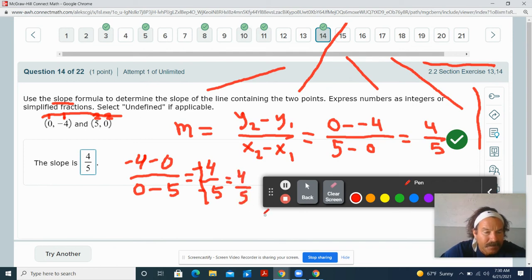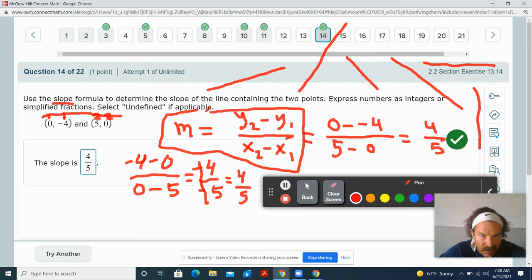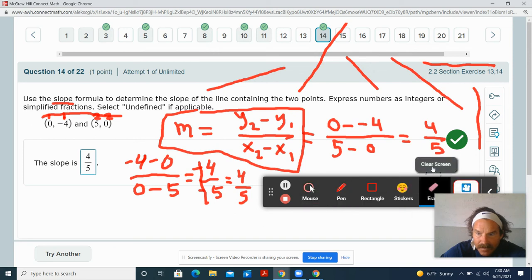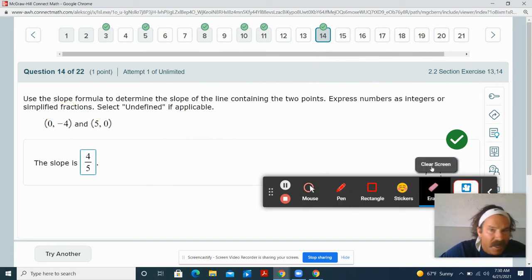So that's if you're given 2 points. If you're given 2 points, you want to use the slope formula. This is the slope formula. You might want to write this down. You're going to be using it starting on question 14. A couple more, and then we'll be done.